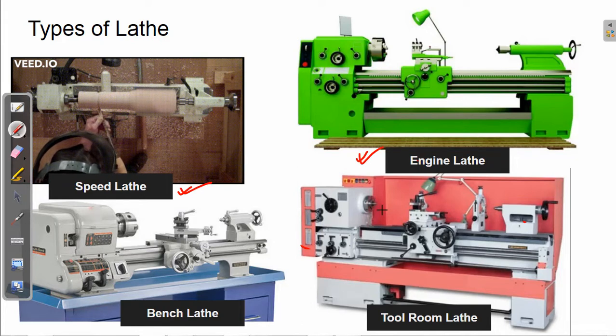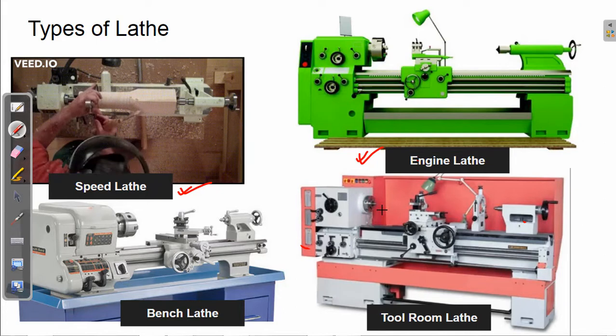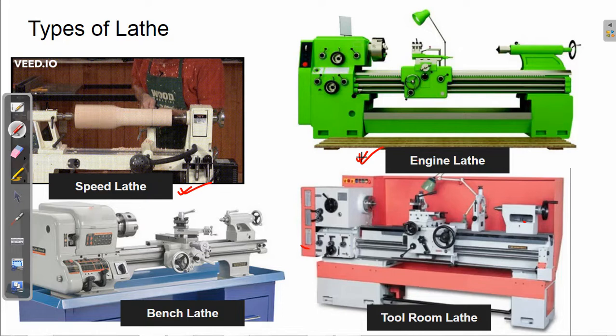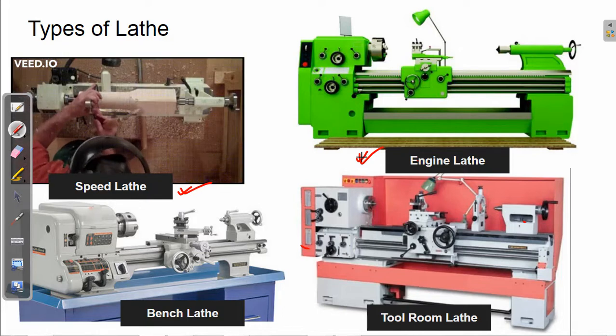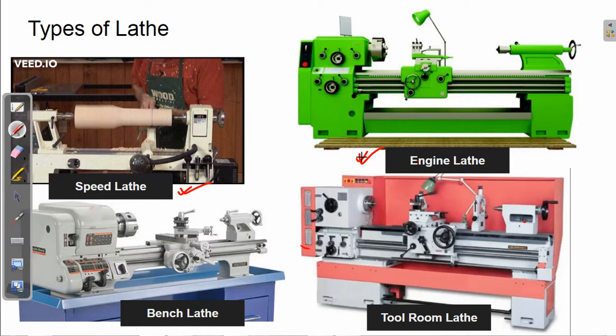Now coming to the next one, which is the engine lathe. In the case of an engine lathe, the range of speeds is greater compared to the speed lathe, which only had the speed of the motor at which the lathe was working. Here in the engine lathe, there is an arrangement of gears by which you can give multiple speeds, because many cutting operations for metals require low speed. The speed of the work depends on the tool and the work you are using, and the kind of machining that you want to make on the job. So it depends on many factors.